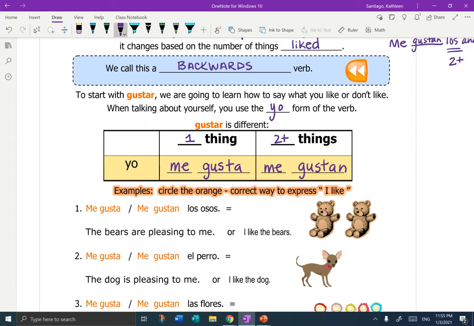Examples: circle the correct way to express I like. Number 1, the bears are pleasing to me, or I like the bears. Notice there are 2 bears. Would it be me gusta los osos or me gustan los osos? It would be, because bears is plural, me gustan los osos.